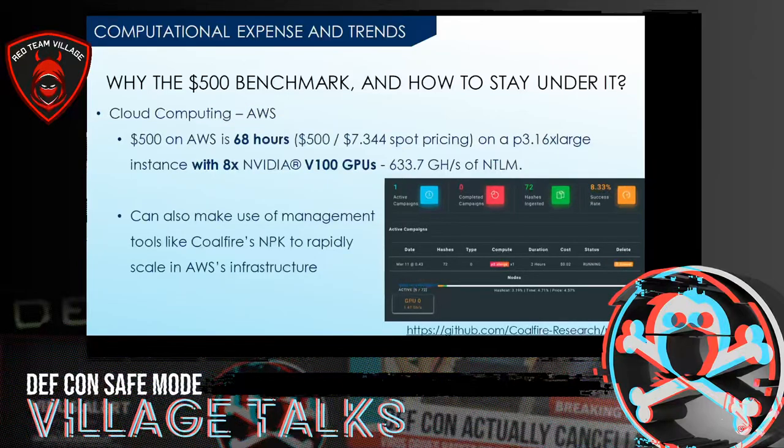As for the cloud, in AWS, $500 will get you 68 hours on a spot instance, which, yes, might get preempted. Probably won't, though. With 8 V100 GPUs, which you can do manually, or you can use a management tool like Coalfire's NPK to manage the spot instances for you, for both scale and automation of the attack. If you're an attacker planning a series of short-running attacks, instead of waiting 68 hours to get all the results, why not just spin up 68 instances and get the results in 1 hour?